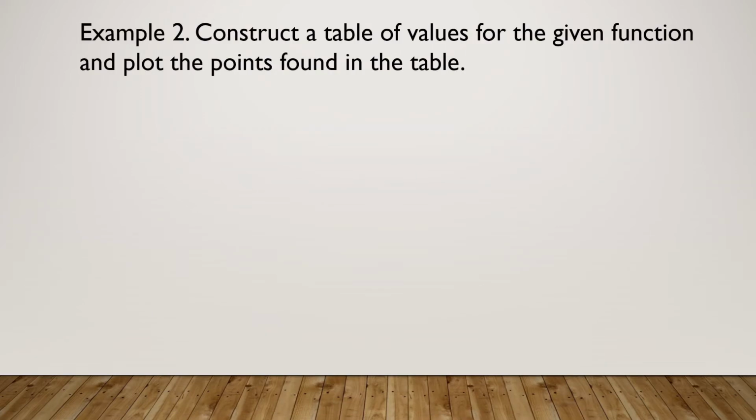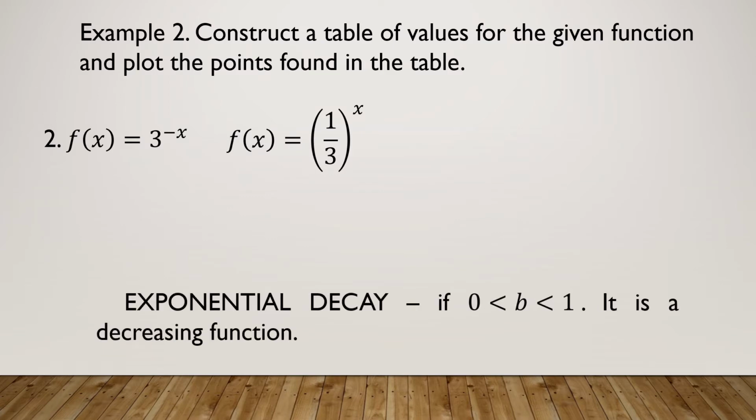Example number 2, construct a table of values for the given function and plot the points found in the table. We have f of x is equal to 3 raised to negative x. And this is also equal to 1 over 3 raised to x. And it is an exponential decay since mapapansin natin na yung base natin, which is 1/3, is greater than 0 but less than 1. And sabi dito, decreasing function siya.